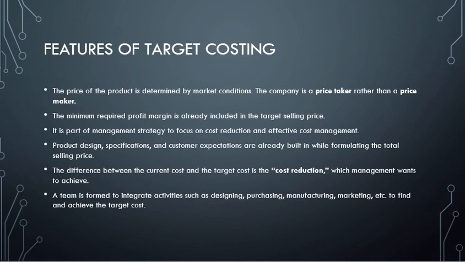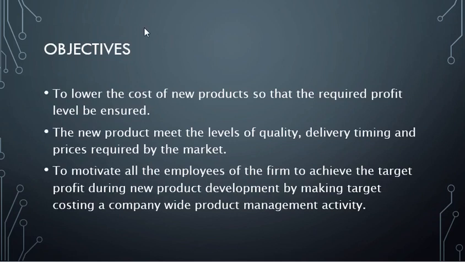So the next topic is objectives. By doing all this, what is your objective? Why are you doing all this? To lower the cost of new products so that the required profit level is ensured. So your profit is to be achieved. How are you going to be different from your other competitors? By reducing your cost. You need to suffer a little and work hard to reduce your cost, but when you reduce your cost, your profit would be more than your competitors, and you can become the business leader.